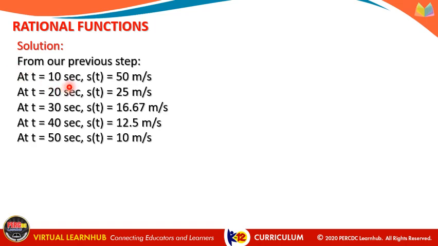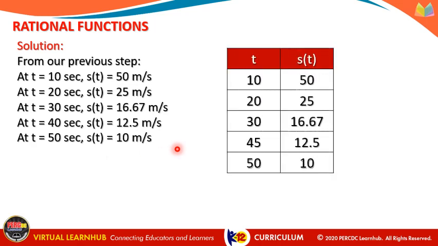Ang convention usually is kung ano yung variable na nilagyan mo ng value. In this case, yung t, yun yung ilalagay mo sa first column or first row, depende kung nakatayo or nakahiga yung table natin. Tapos, yung values ng function, yung values ng S of t, in this case, ito naman yung ilalagay natin sa second row or second column. I believe sa previous video natin, ang orientation ng table natin ay nakahiga. Of course, pwede mo namang i-arrange yung table natin na nakatayo.